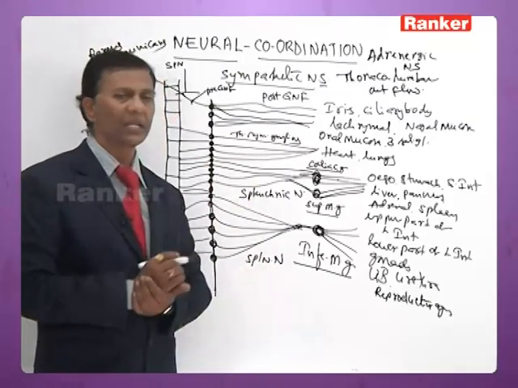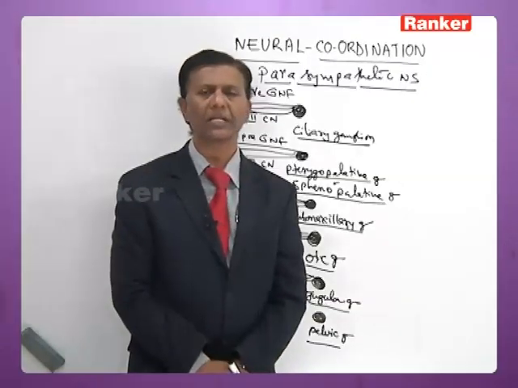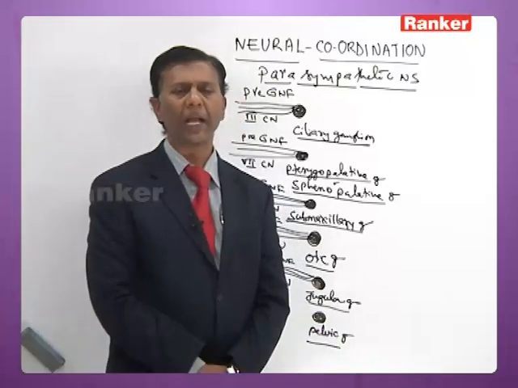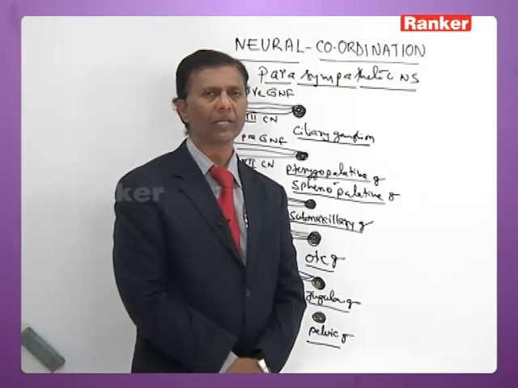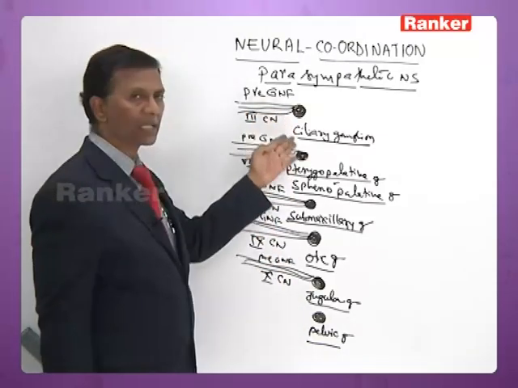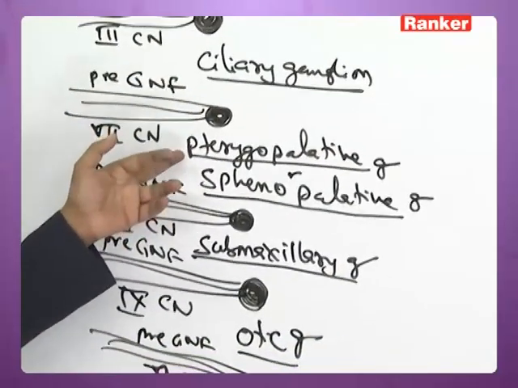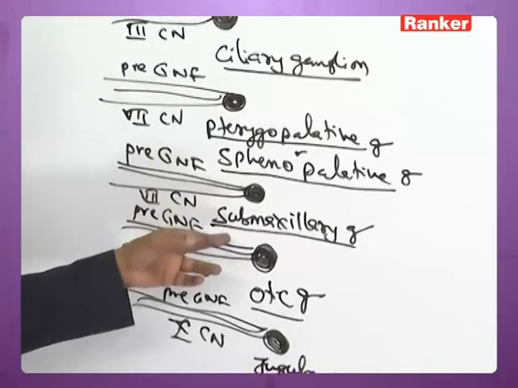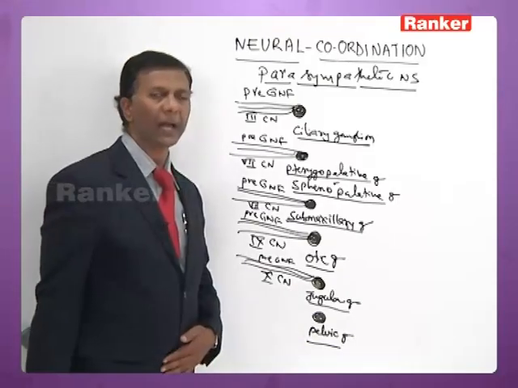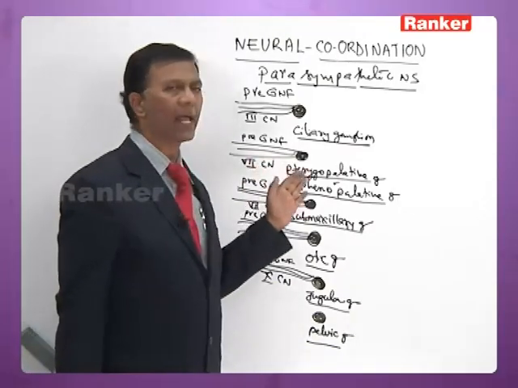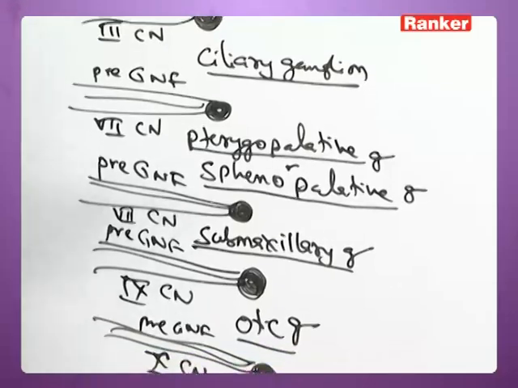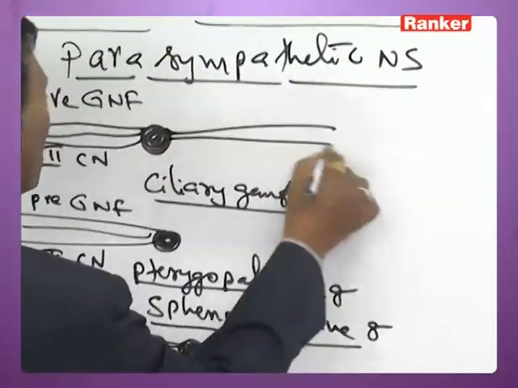This is with regard to the organization of the sympathetic system. Now the parasympathetic system. The parasympathetic system also consists of parasympathetic ganglions, preganglionic nerve fibers, and postganglionic nerve fibers. You can make out in this sketch that these are all ganglions of the parasympathetic system: the ciliary ganglion, the pterygopalatine ganglion, which is also called the sphenopalatine ganglion, the submaxillary ganglion, the aortic ganglion, the jugular ganglion, and the pelvic ganglion. Now these ganglions give rise to two types of nerve fibers: preganglionic nerve fibers, and in turn they give rise to the postganglionic nerve fibers.